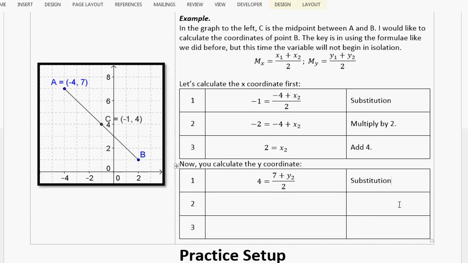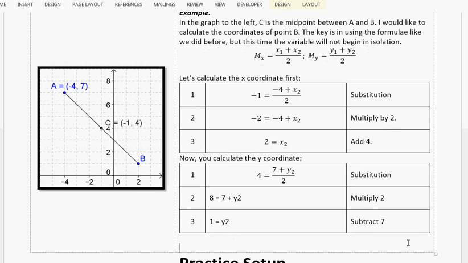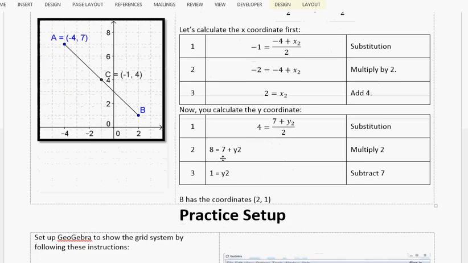All right, now we're going to multiply both sides by 2. So 8 is equal to 7 plus y2 by multiplying both sides by 2. And then we're going to subtract 7, so y2 is equal to 1. So we subtracted 7 to get that. Then the endpoint B has the coordinates (x2, y2), which is (2, 1). And again, if we come back and look, we see that it is at (2, 1).